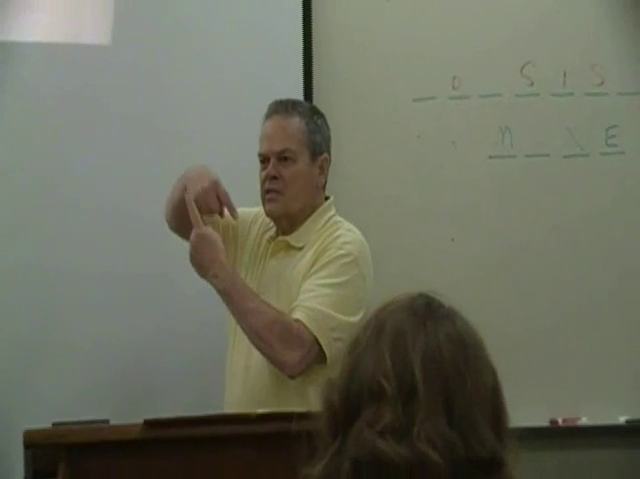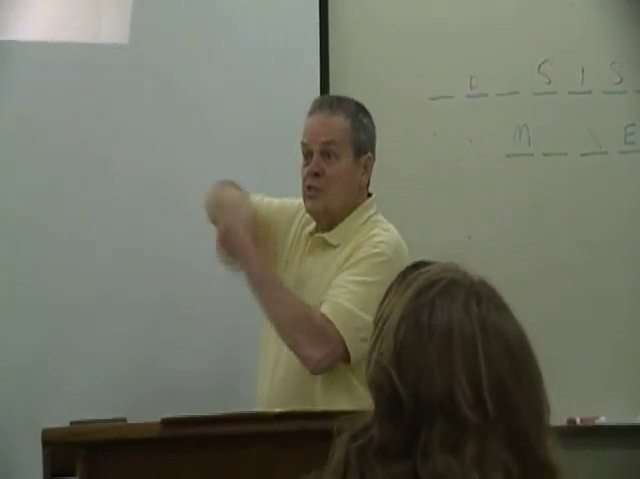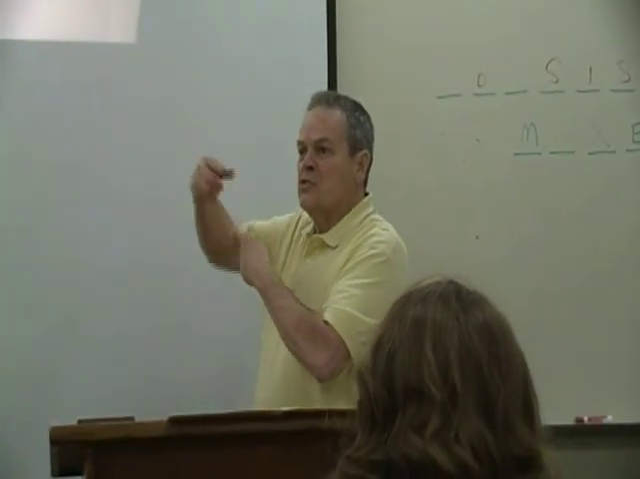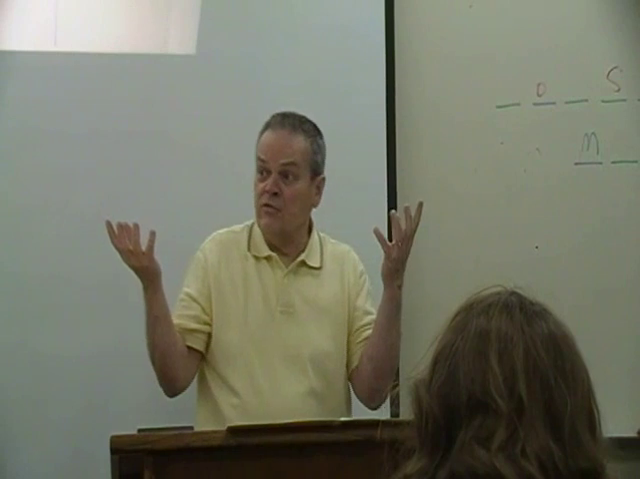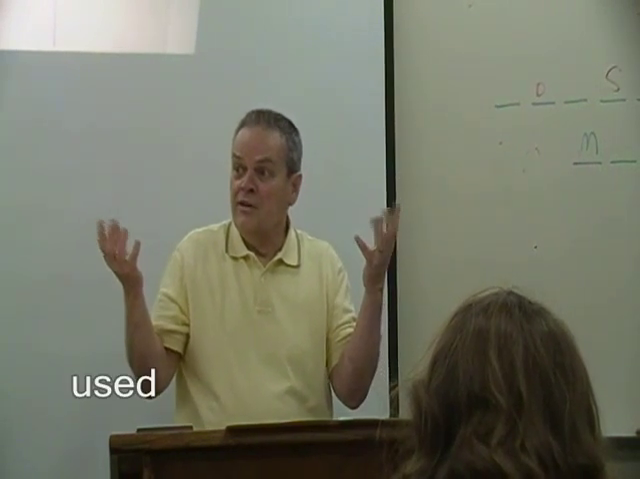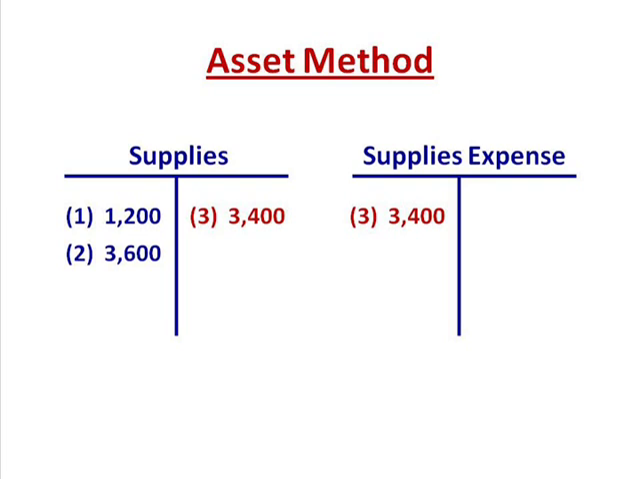That's what's unused. So when we talk about this account being mixed and about the two components being used and unused, which of these components do we want to leave in the asset account? Used or unused? Unused. And which amount do we want to transfer over to the expense account? Used. So you made what entry? Debit supplies expense, credit supplies $3,400.